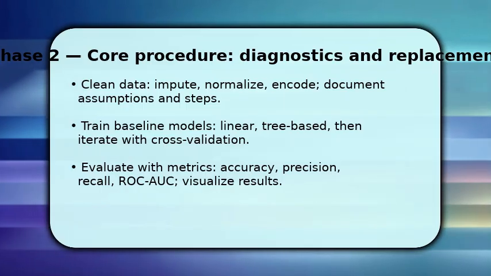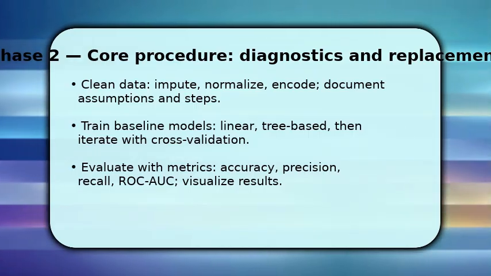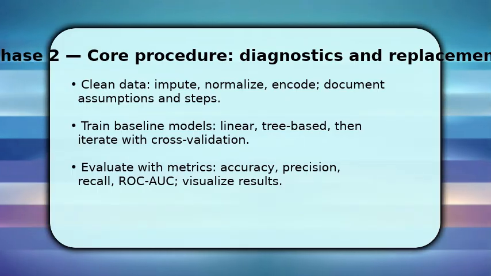Then iterate. Tune hyperparameters with cross-validation and compare metrics such as precision, recall, and ROC AUC to avoid overfitting. Make sure to visualize residuals and feature importances. Visual checks reveal hidden issues, and you finish by packaging a reproducible delivery.